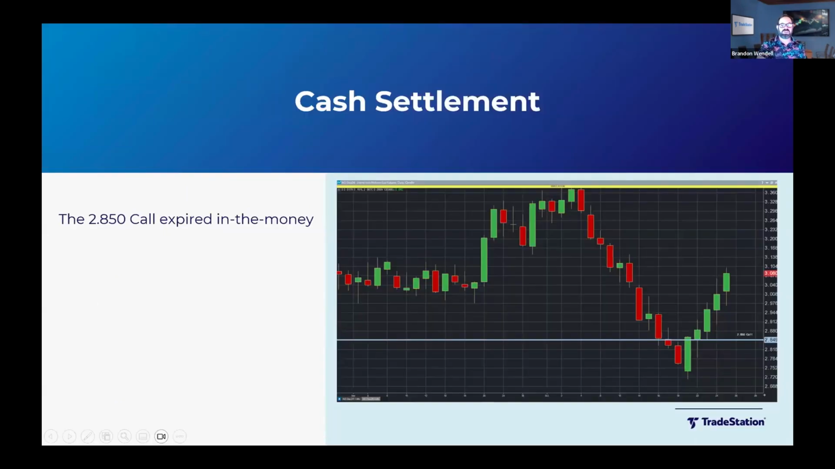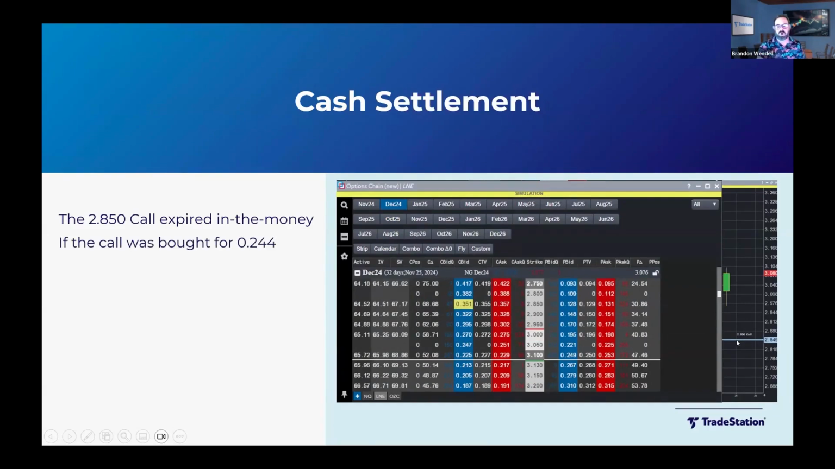So right here, this is a 2.850 call, and I believe this is on nat gas. It is. So if you have this call that expired in the money, you can see there's the actual price at 3.08. It's well above the call strike price. What happens? If it was bought for 0.244 at the time, that's what the price was. The settlement price, we can picture this. If it was settled at that time, it would be at 0.351. That means they made a profit.